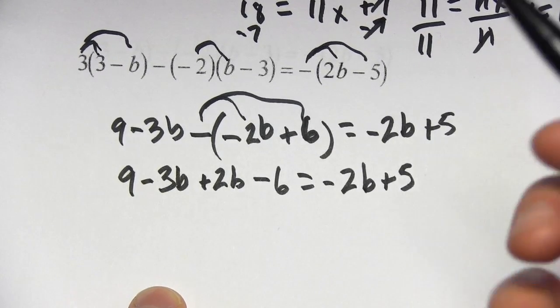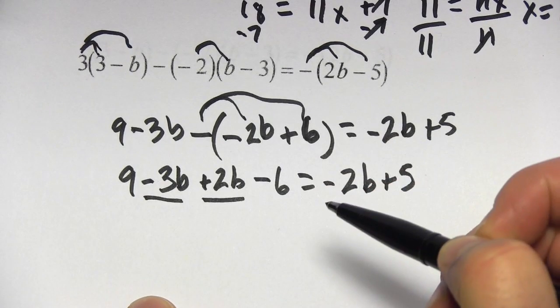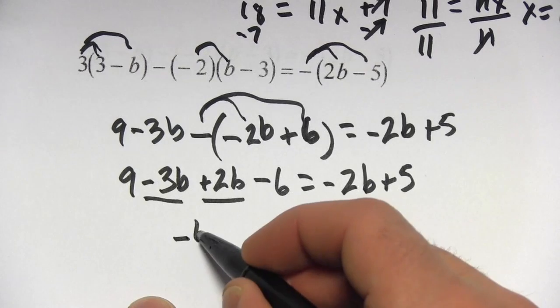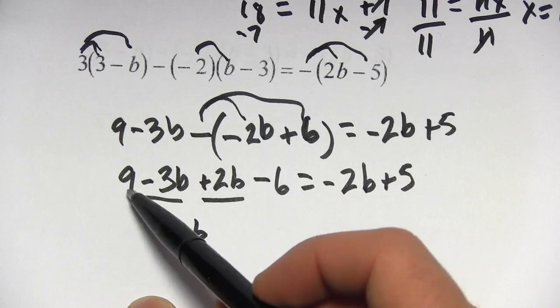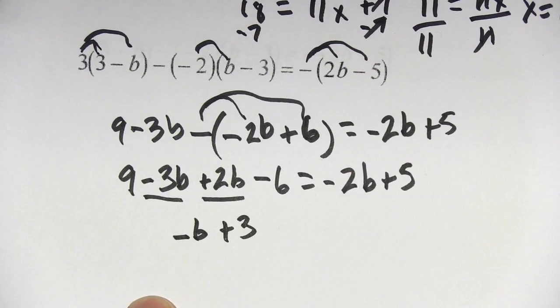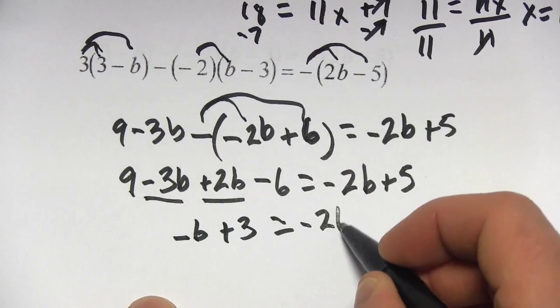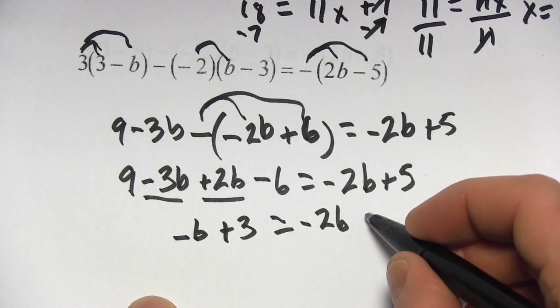Now we need to combine like terms. So here we have a negative 3b and a positive 2b. It comes out to be just a negative 1b. We also have a 9 and a negative 6, so that comes out to be a positive 3. And over here, we don't have any like terms to combine.